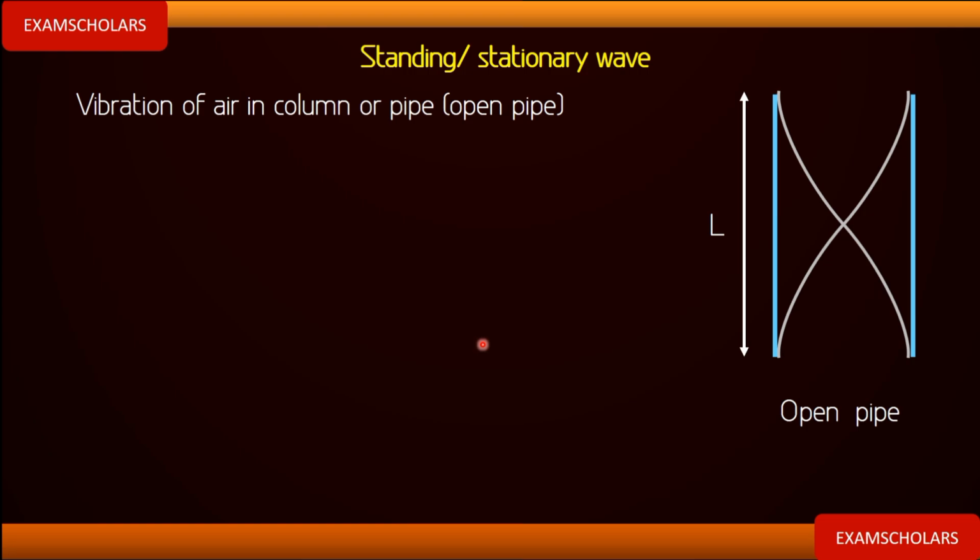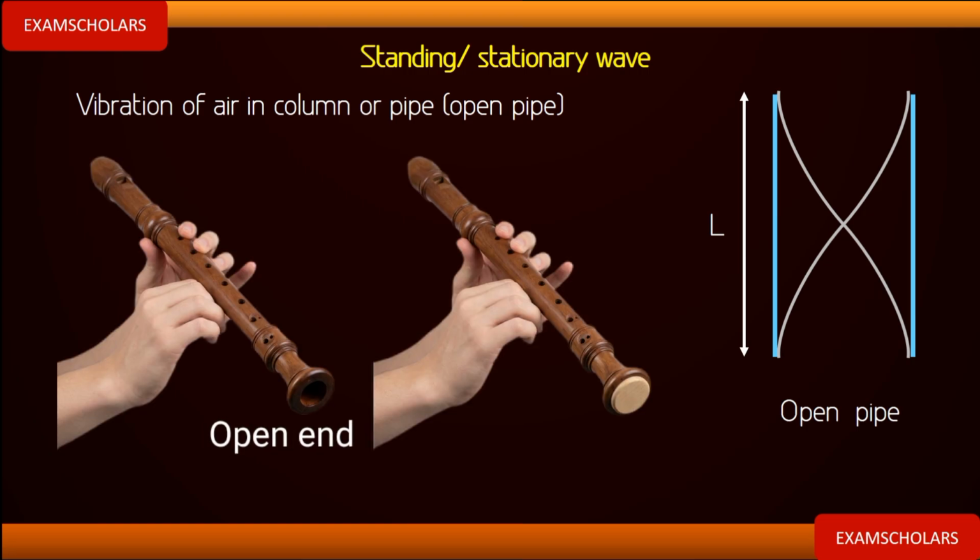Now, let's look at this one very well. A pipe can either be open or closed. Let me give you a practical example. A recorder is an open pipe.